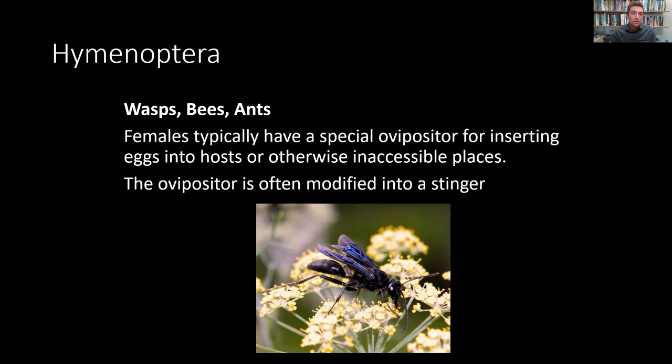These are the wasps, bees, and ants. Here, the females typically have a special ovipositor for inserting eggs into hosts or otherwise inaccessible places. And this would be the case for wasps. Now, the ovipositor is often modified into a stinger, as we see with bees. And then you can think about ants, and you may not consider ants to be very closely related to bees and wasps. However, if you examine the morphology or the shape of the body, you can see some clear similarities.